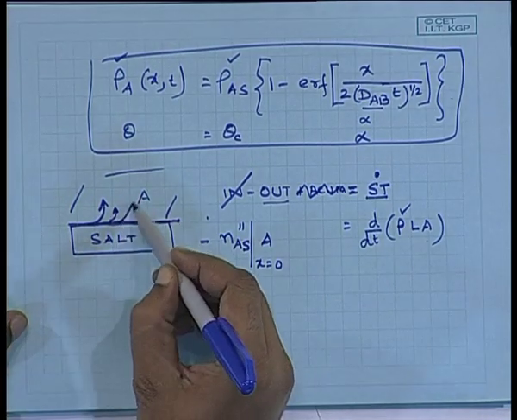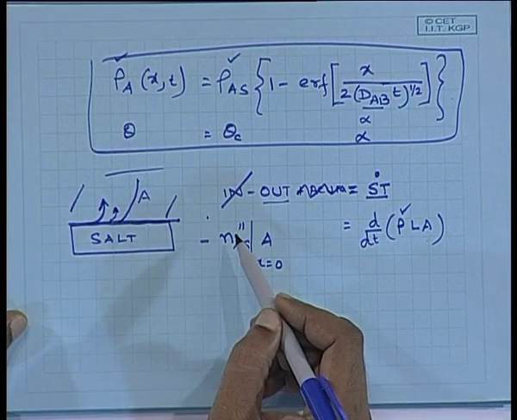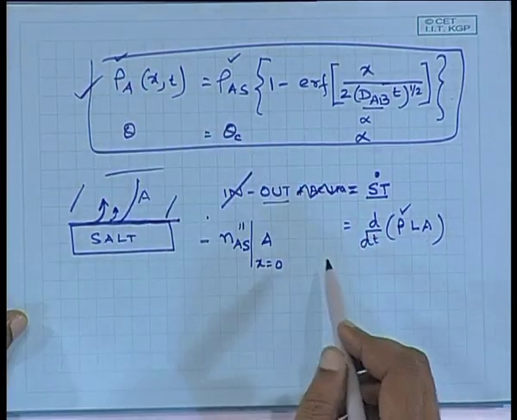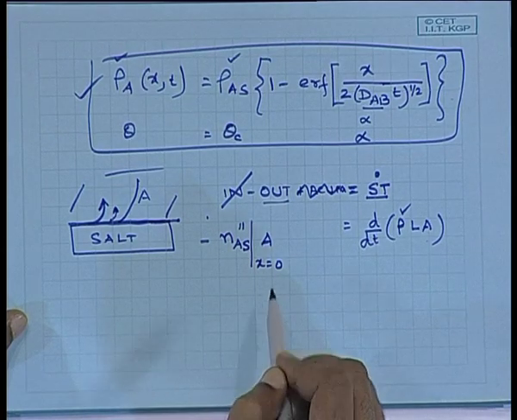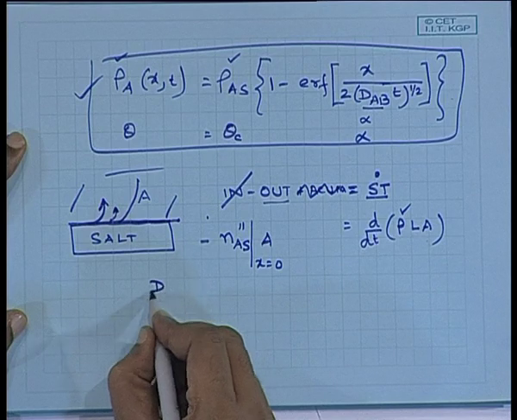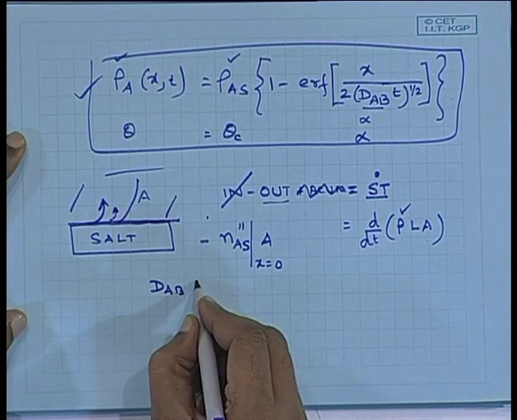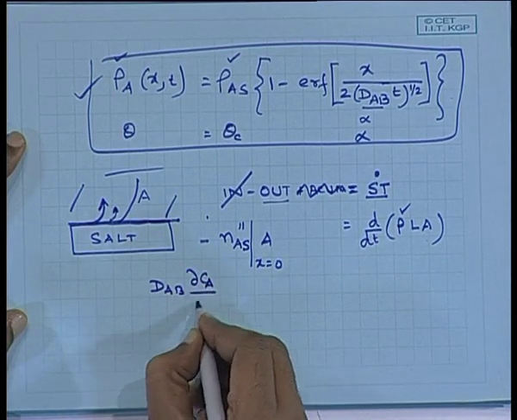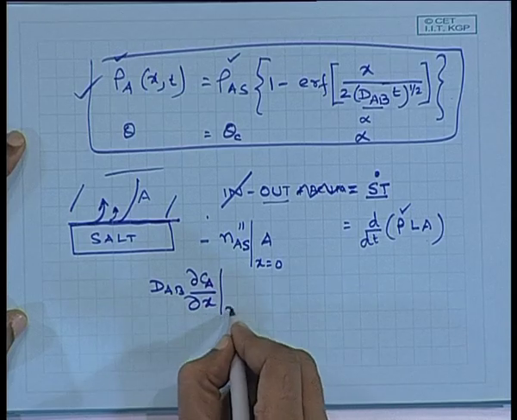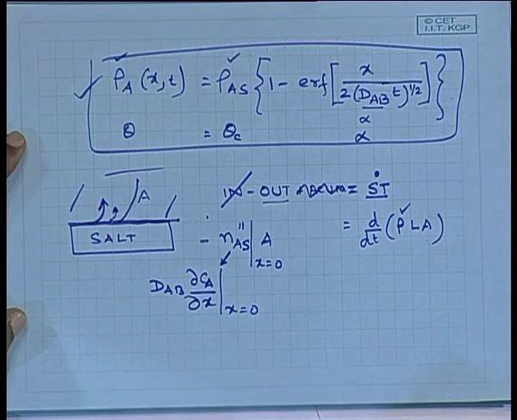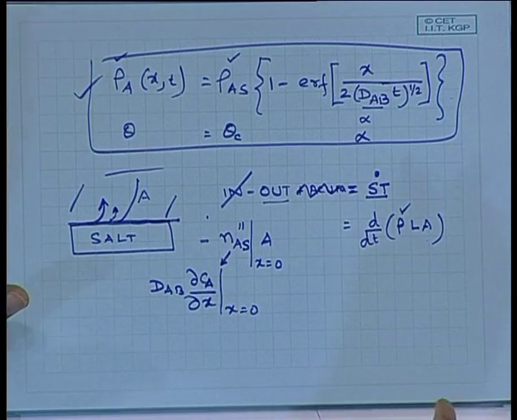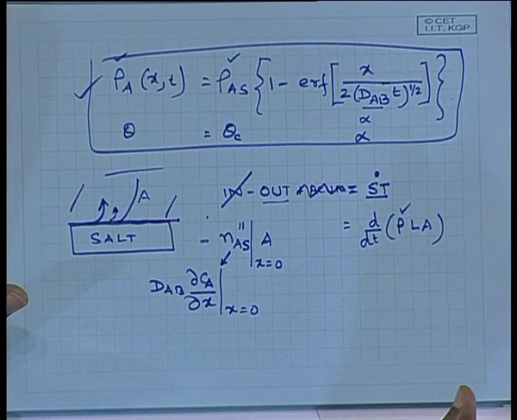I know what the concentration profile is. If I know the concentration profile from here, I should be able to find out the mass flux, right, because mass flux is nothing but D_AB multiplied by ∂C_A/∂x evaluated at x equal to 0. My N_A,x is nothing but this one. Are we comfortable? Should I repeat it? Do you want me to repeat it, or do you understand it now?